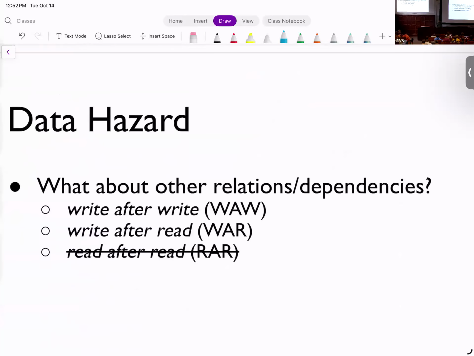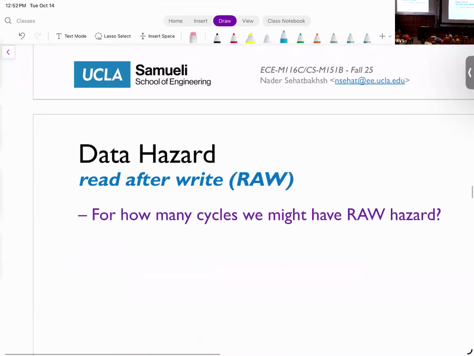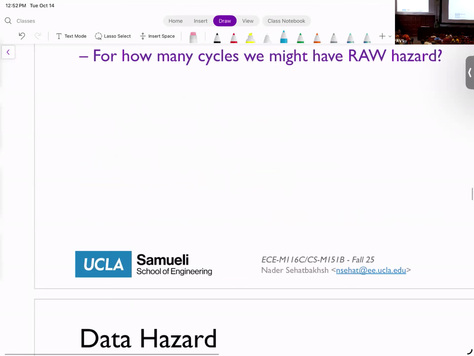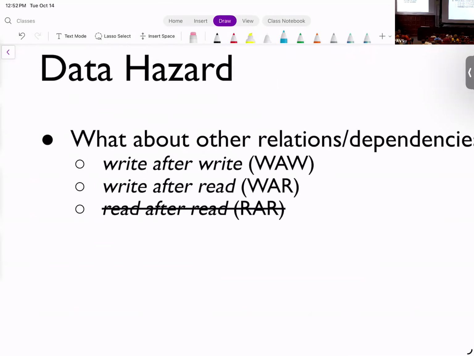Okay, so as I said, there are multiple hazards. In addition to RAW data hazard, read after write, you have 3 other types of hazards as well. You have what we call write after write hazards. You have write after read hazards. And for the sake of completeness, you can also have read after read. Read after read obviously is not a hazard because you're just reading the same value over and over again. So the timing is not an issue, right? If you don't update it, you can read it anytime. So that's totally fine.